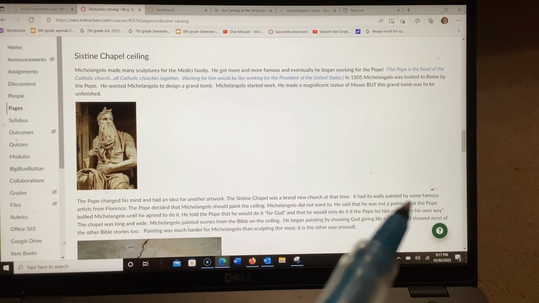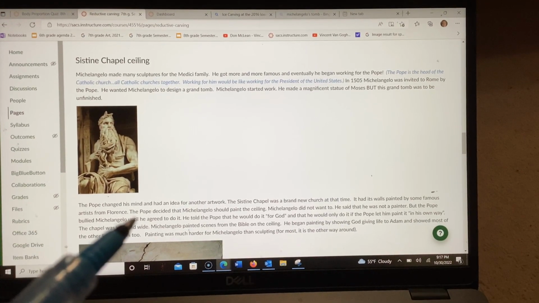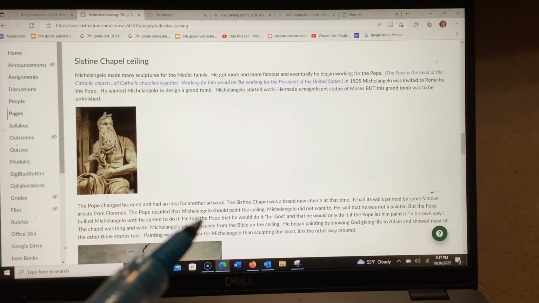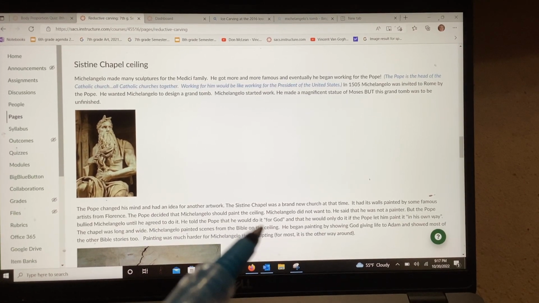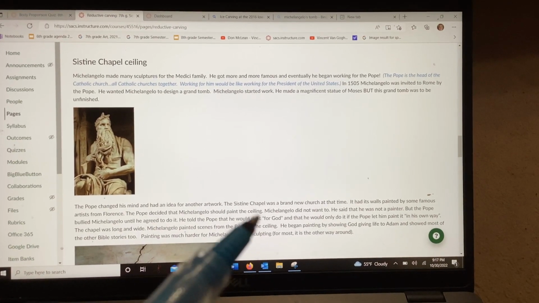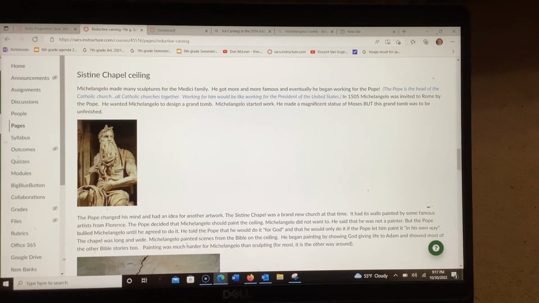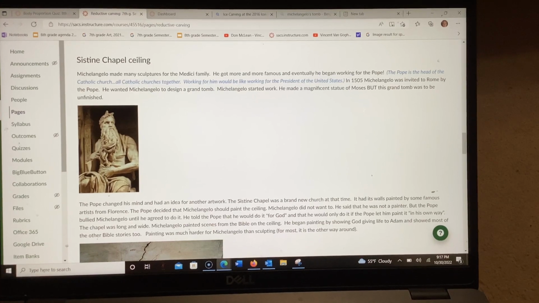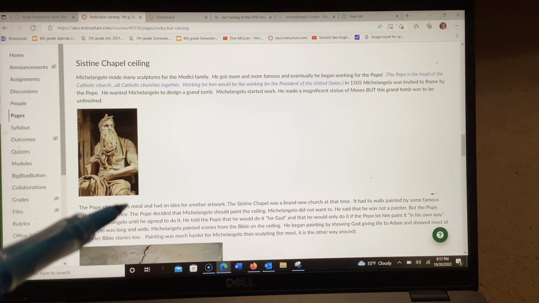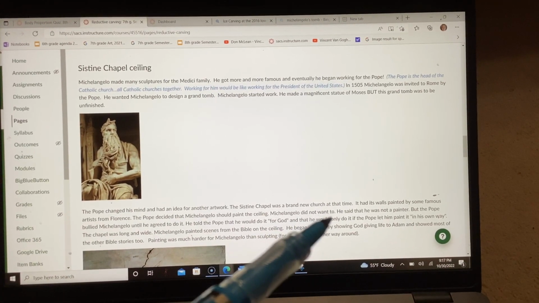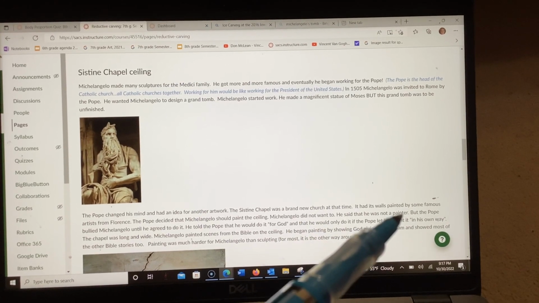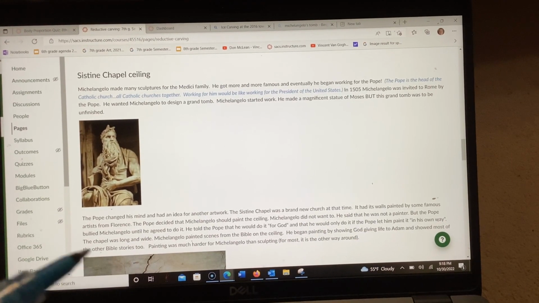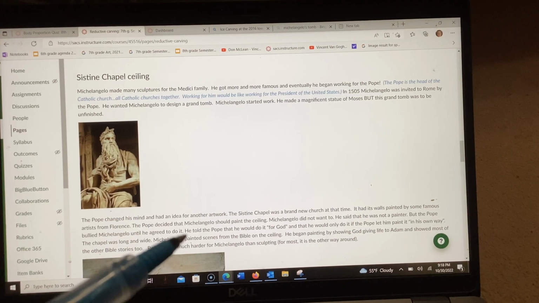It had its walls painted by some famous artists from Florence, and the Pope decided that Michelangelo should paint the ceiling of this church. Now this church is many, many, many stories tall. It would not have been easy, and Michelangelo was a sculptor. He's not a painter. Michelangelo did not want to do this. He said he's not a painter, but the Pope bullied Michelangelo until he agreed to do it.